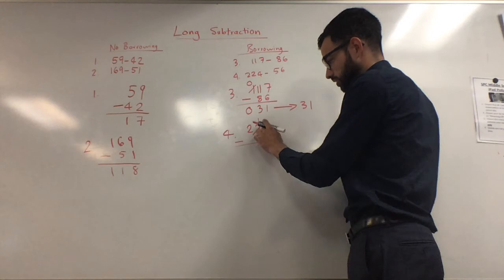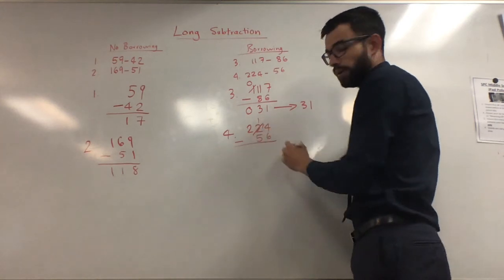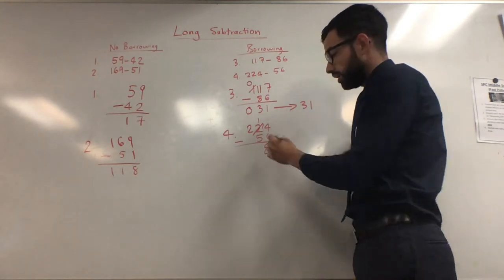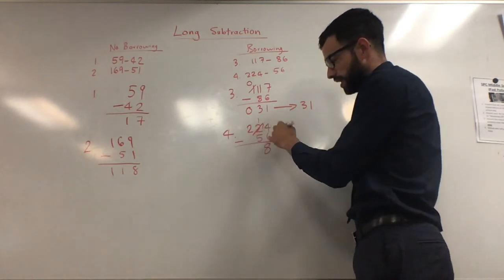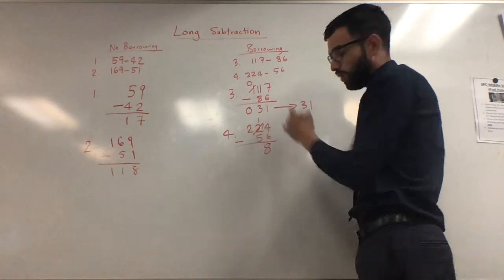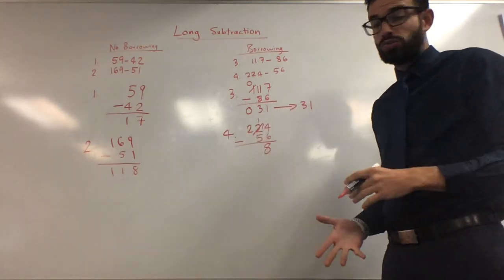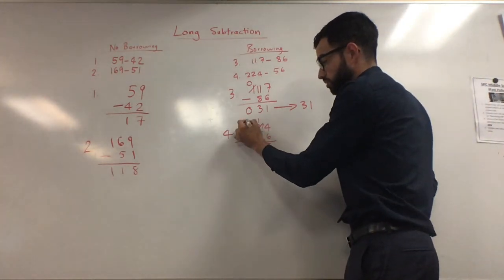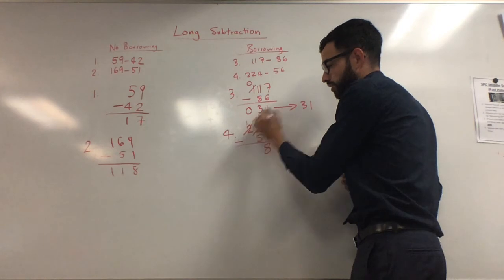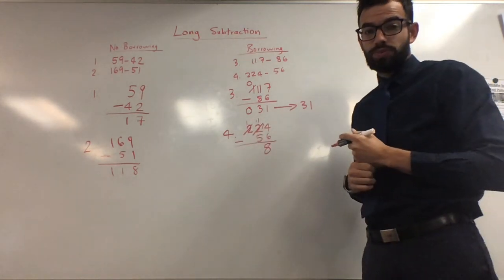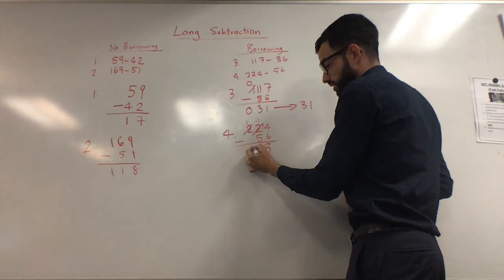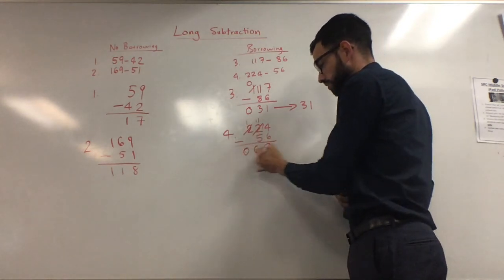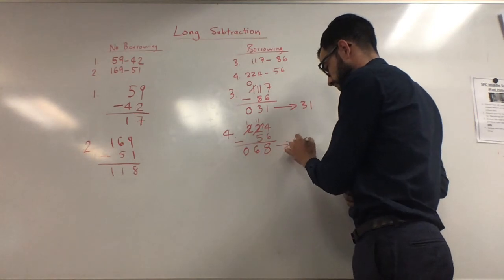14 take away 6, so I'm just going to rewrite that 1 for you guys. 14 take away 6 does indeed work. That gives us 8. We don't need to cross anything out, sorry. We move to the next column, 1 take away 5, because it's now a 1, not a 2. 1 take away 5 again doesn't work. So we cross out the 2 and make it a 1, and the 1 we borrowed goes there. We now have 11. 11 take away 5 is 6. 1 take away nothing is 0, and again, we can just write that as 68.